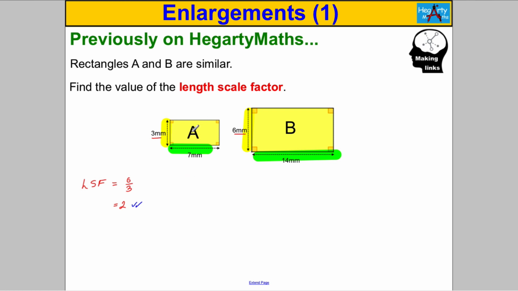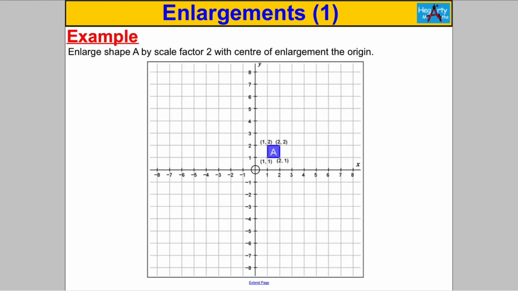So A can be enlarged to shape B by increasing it by a length scale factor of 2. Two shapes are similar when one is an enlargement of the other. Now we're going to do similar stuff but in the coordinate axes, and we're going to perform transformations that are called enlargements with centers of enlargements this time. So let's start straight away with a question. Pause the video and see if you can have a go.